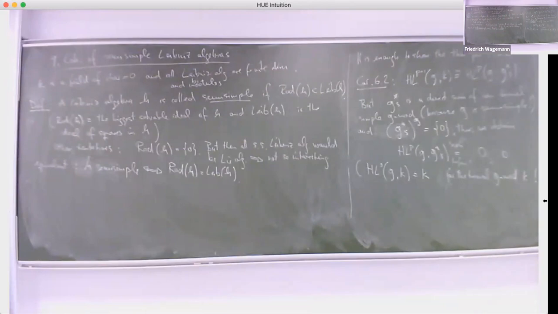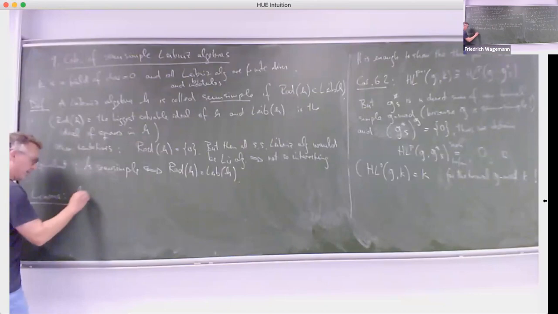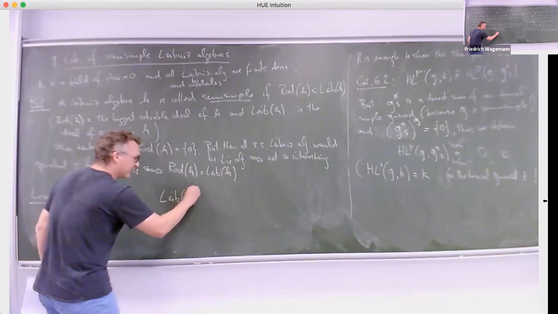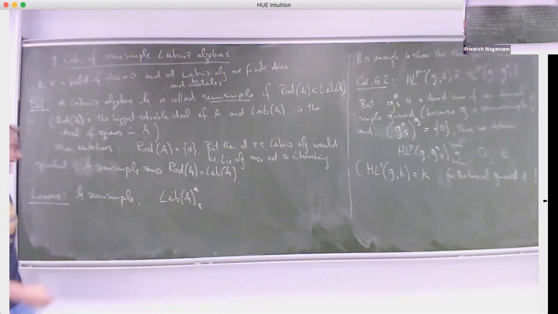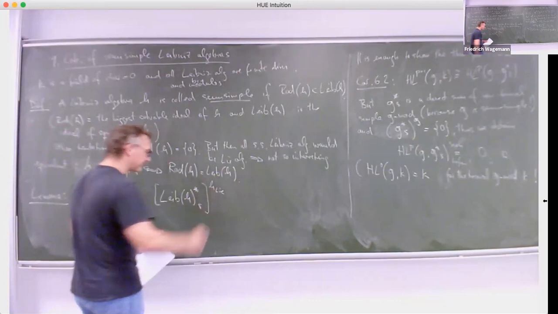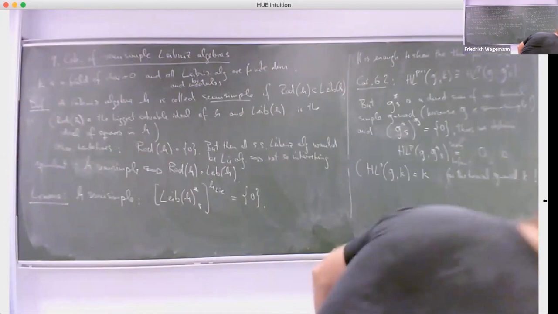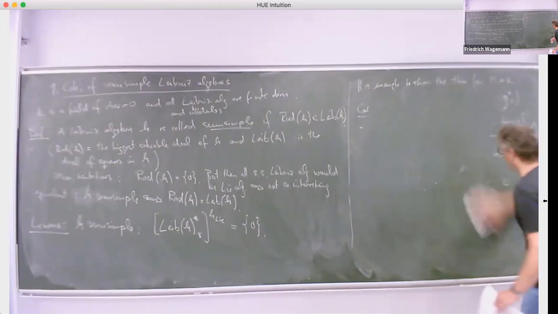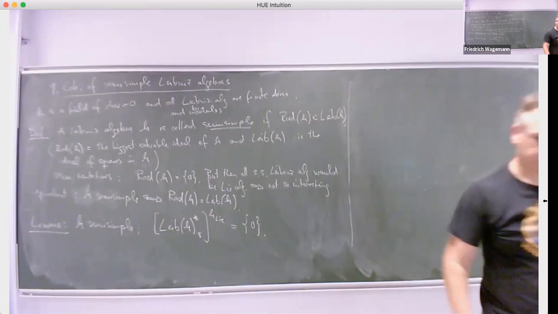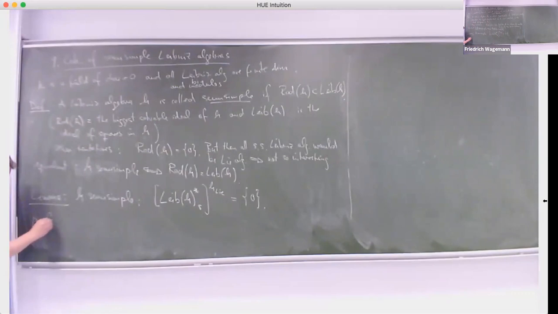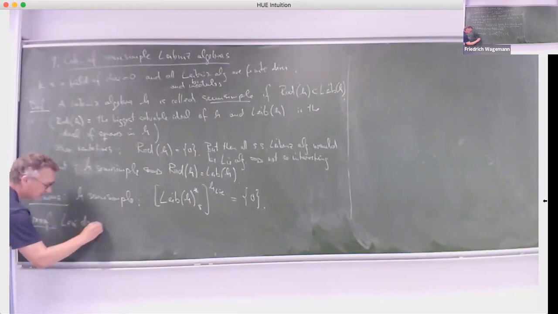Now, an important lemma of our theorem: when you have a semisimple Leibniz algebra H, then you can take the Leibniz ideal, its dual, you consider it as a symmetric H bimodule, and then you take the right invariance under H, this is zero. Okay, why is that so? So, first of all, we have a Levi decomposition for Leibniz algebras.